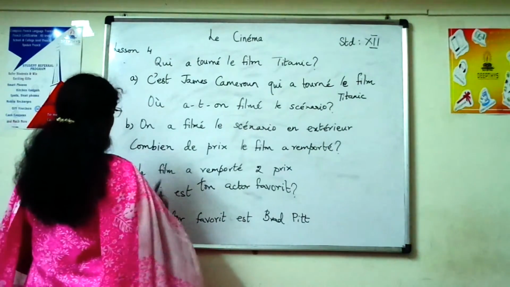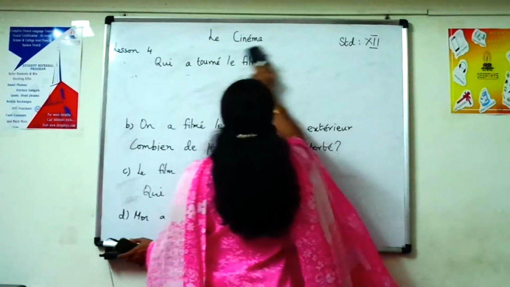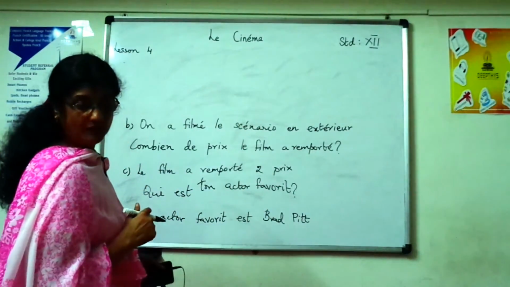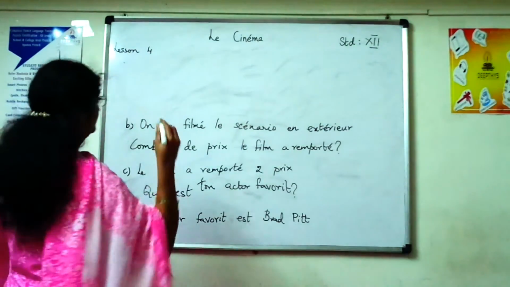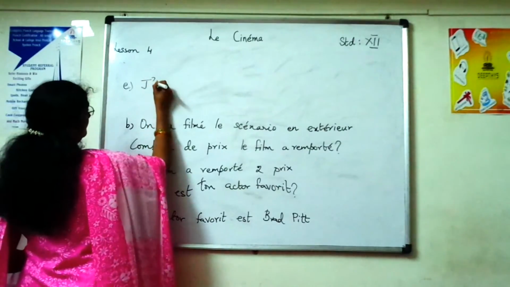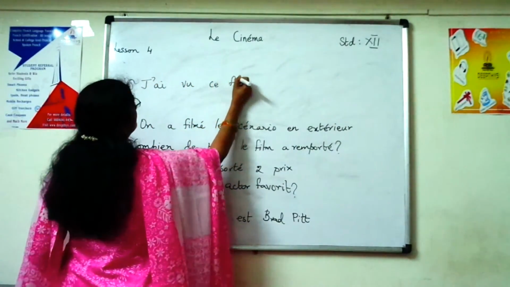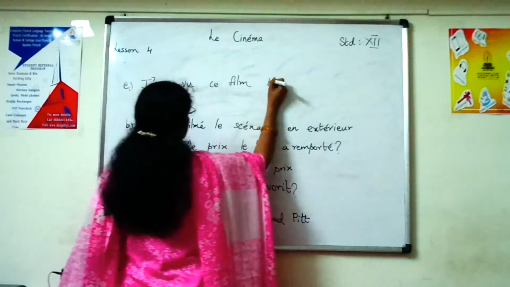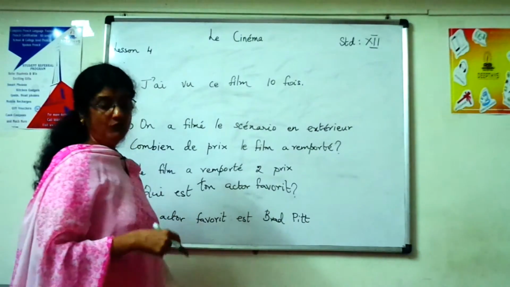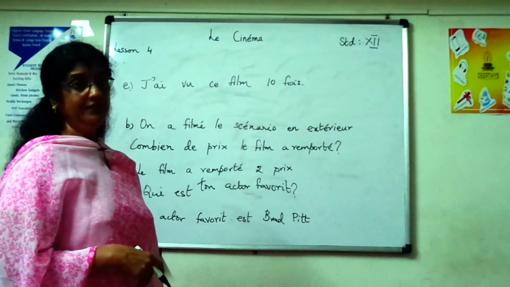We now come to the last one in this exercise. And the sentence reads, j'ai vu ce film 10 fois. Which means, I watched this movie 10 times.